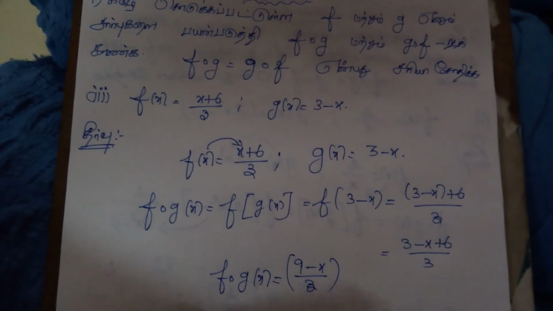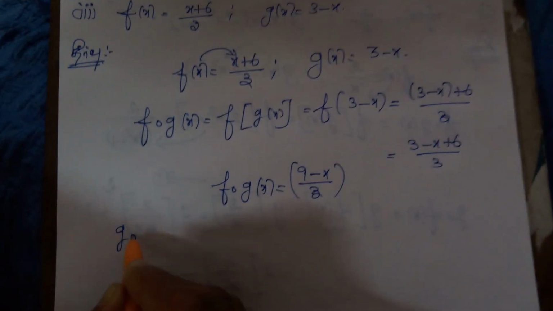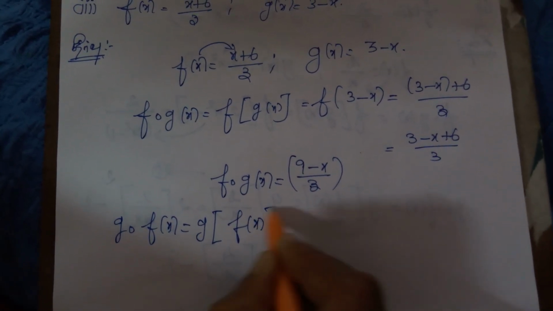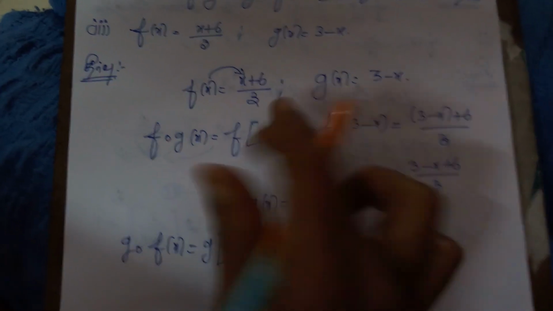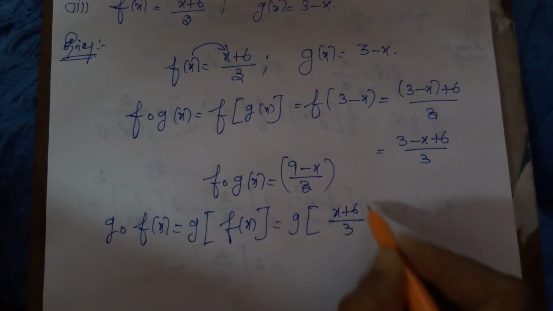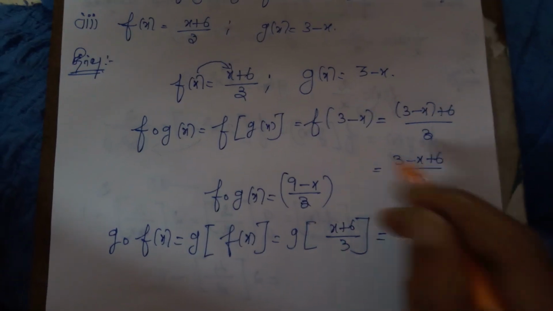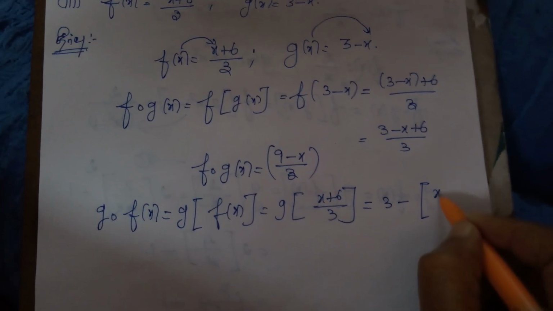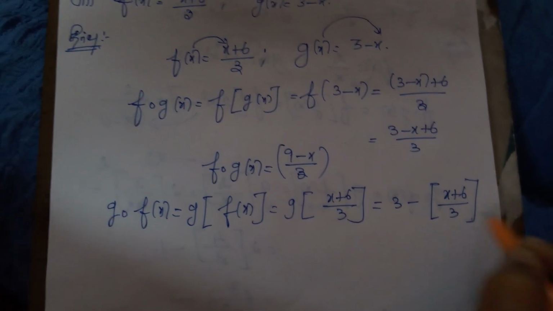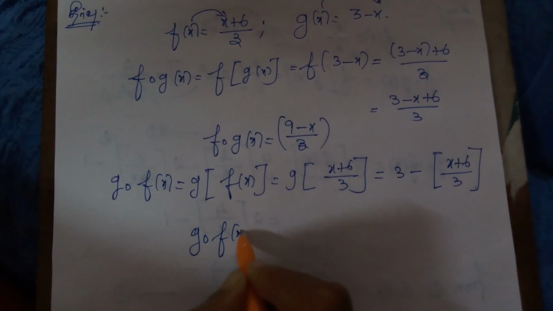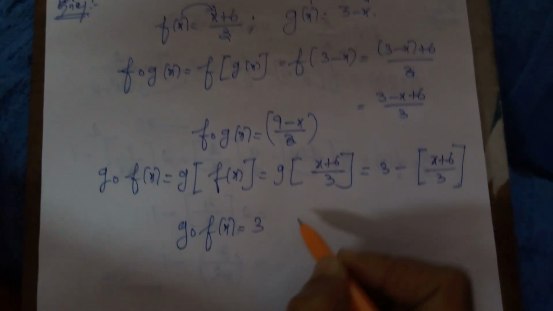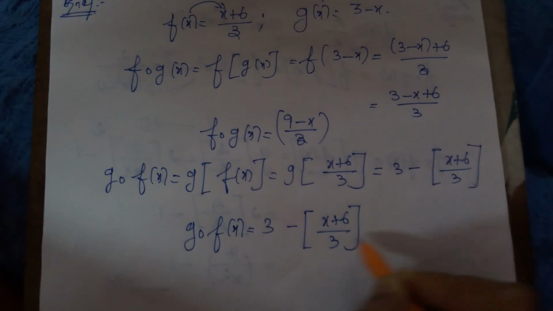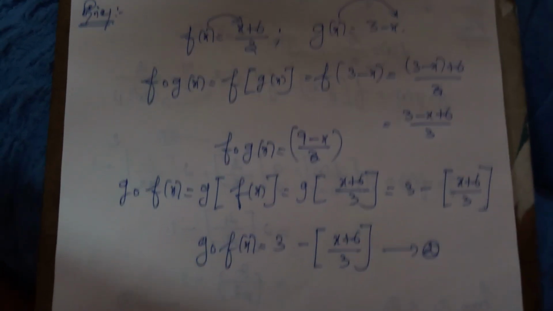The next, g composition f of x equals g of f of x, that is equal to g of (x plus 6)/3. Here, in place of x, we put (x plus 6)/3. So 3 minus (x plus 6)/3. So g composition f of x equals 3 minus (x plus 6)/3. This is equation 2.